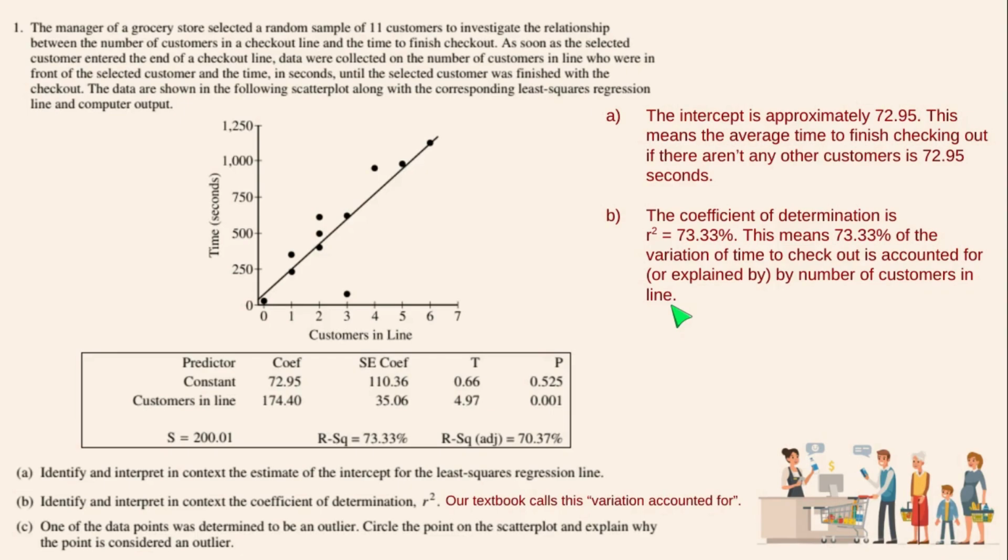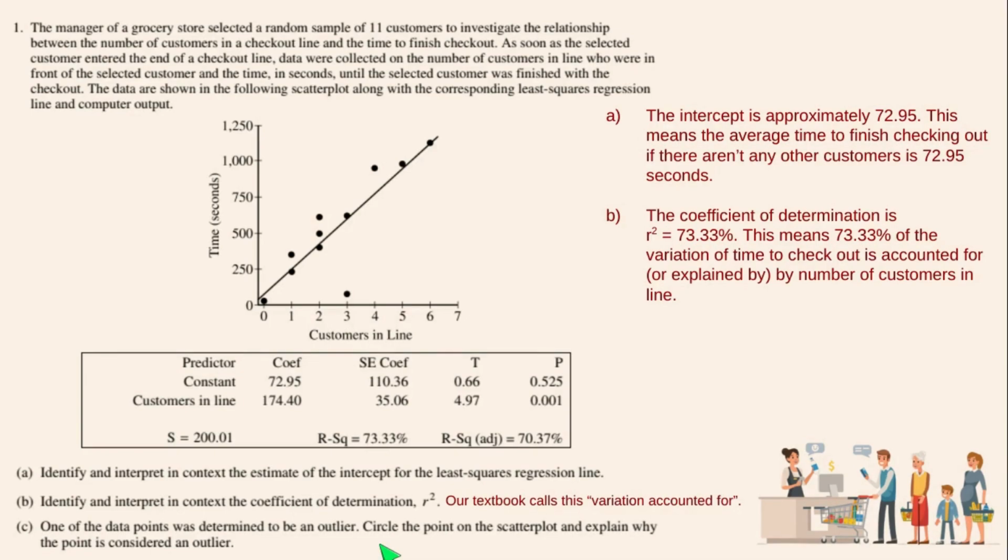Now let's look at part C. One of the data points was determined to be an outlier. Circle the point on the scatter plot and explain why that point is considered an outlier. Okay, see if you can find that outlier and explain why the point is an outlier. Pause the video, unpause when you are done.